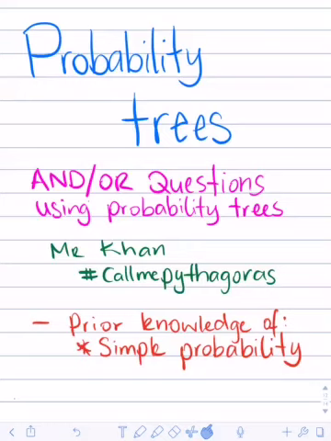And the prior knowledge that you require in order to understand this is just simple probability and how it works in regards to outcomes, sample space, etc. All right, so let's start and get into it. The simple basic rule that you need to understand before we continue.